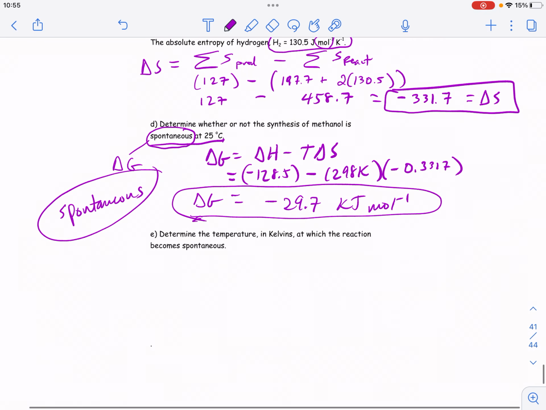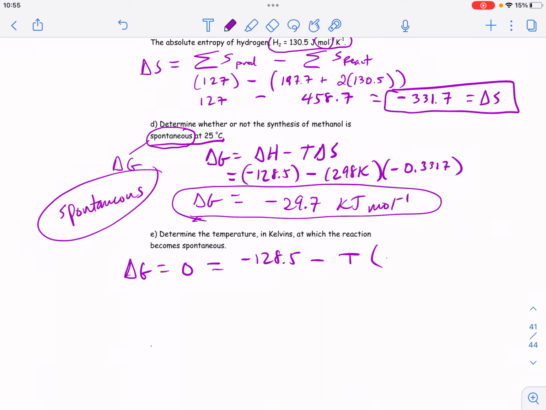Now this one, the last question is determine the temperature in Kelvin at which the reaction becomes spontaneous or changes from being spontaneous to non-spontaneous. And if you get that question, you set delta G equal to 0 and you plug in your values and you solve for T. Because this T value that we get is where 0 is where you flip from being positive to negative or negative to positive. So I've plugged in my values, once again, the S value being divided by 1,000. And now I'm going to solve for T.